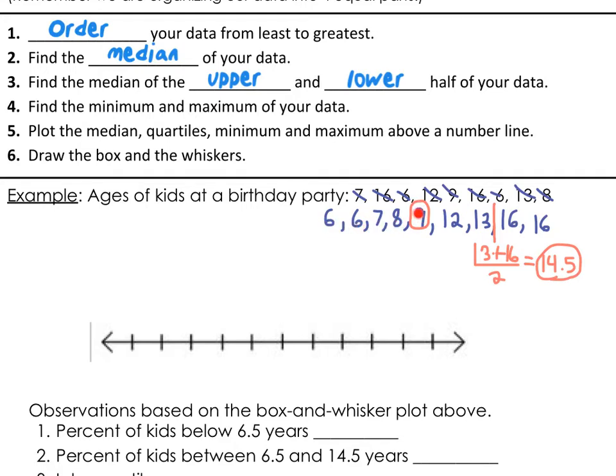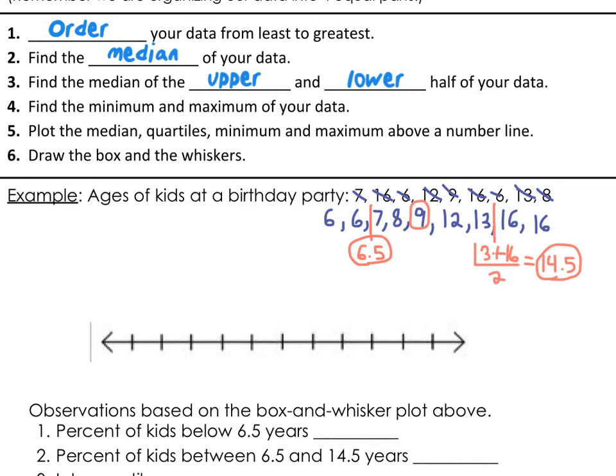So we're going to take the 9 out because we circled it already. And we find the median in between the 6 and the 8. Since we have two middle numbers, it's going to be in between 6 and 7. So the middle number is just going to be 6.5. Okay, you can add them and divide by 2 if you want, or just know that it's 6.5.